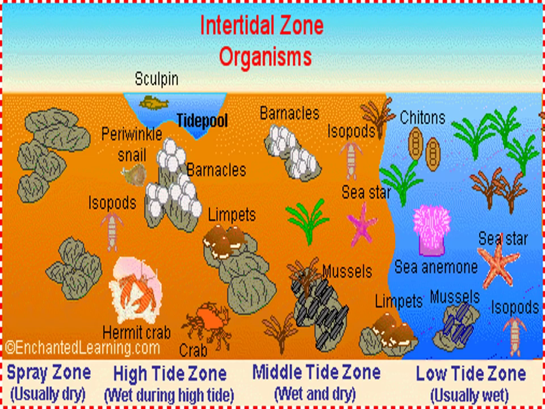So there's the low tide zone, the middle tide zone, the high tide zone, and the spray zone, which is usually the pretty dry area. The high tide zone is the part that's really, really wet during high tide. And the middle zone is both wet and dry depending on what tide it is. So as you can see, there's a really wide variety of different organisms that live in this intertidal zone, and each of them plays a very special role in the ecosystem.